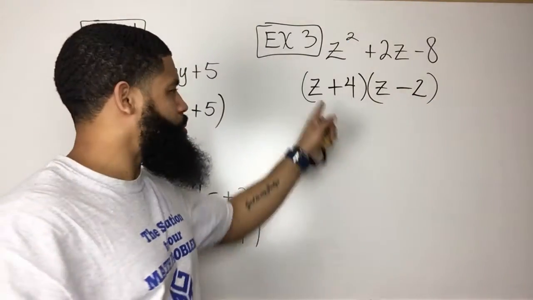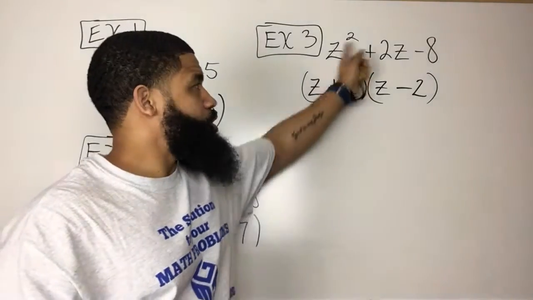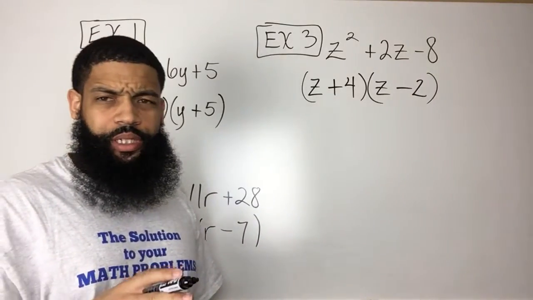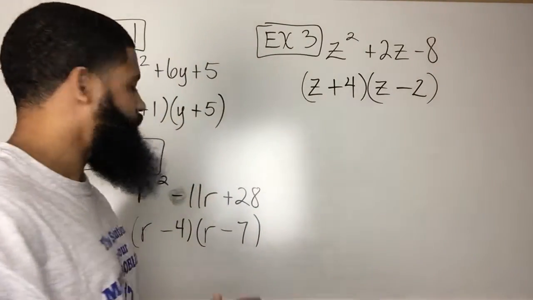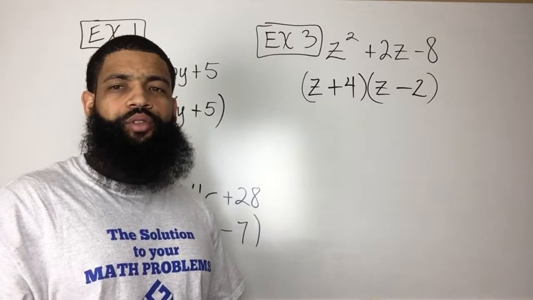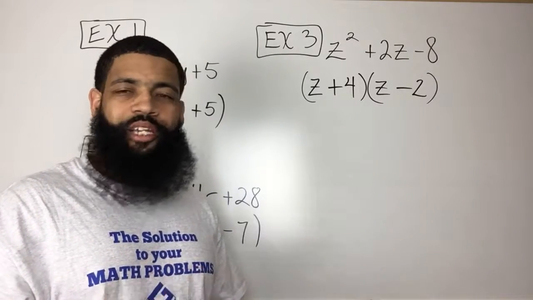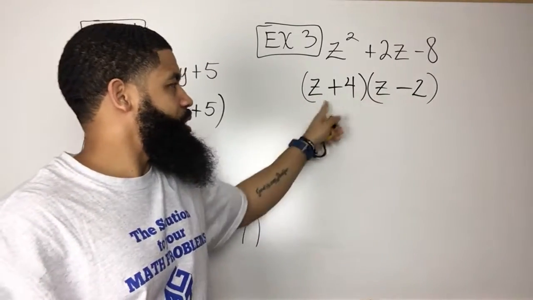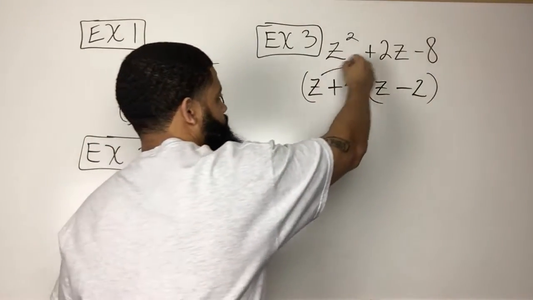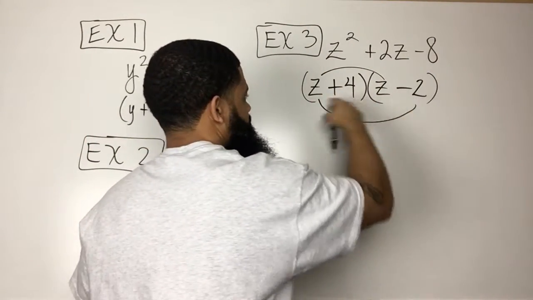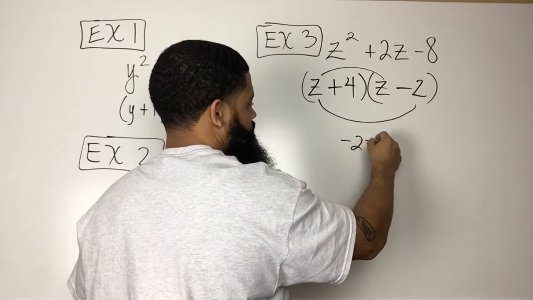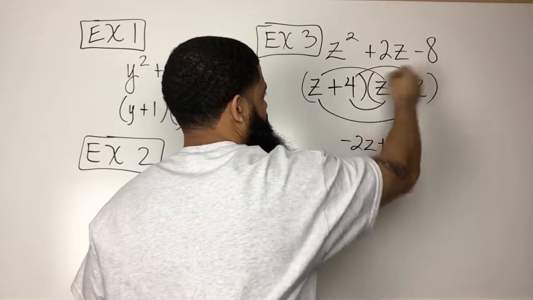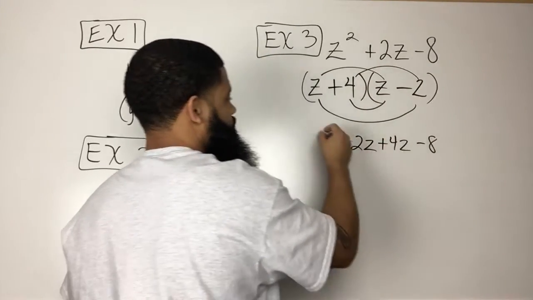And actually, if you multiply these two binomials together, you should get the trinomial that you started with. One thing I want to show you is when we come up with these factors, always remember that you can check your answer using the FOIL method. So for example, if I take the first term, z times z, that'll give me z squared. If I take z times negative 2, that'll give me minus 2z. If I take 4 times z, that'll give me plus 4z. And then 4 times negative 2 gives me negative 8.